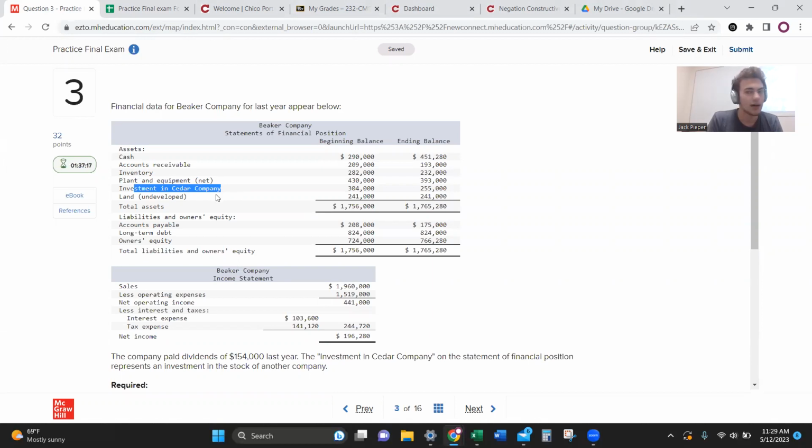Investment in another company, not an operating asset. So operating assets are only assets associated with the company's operating activities. So doing what the business was set out to do is an operating activity. Everything else, financing or something else, is not included in the calculations. So land is also not included. Okay, so let's add these up and we'll get our operating assets for the beginning balance. And then we'll find our ending balance, then we'll average the two.